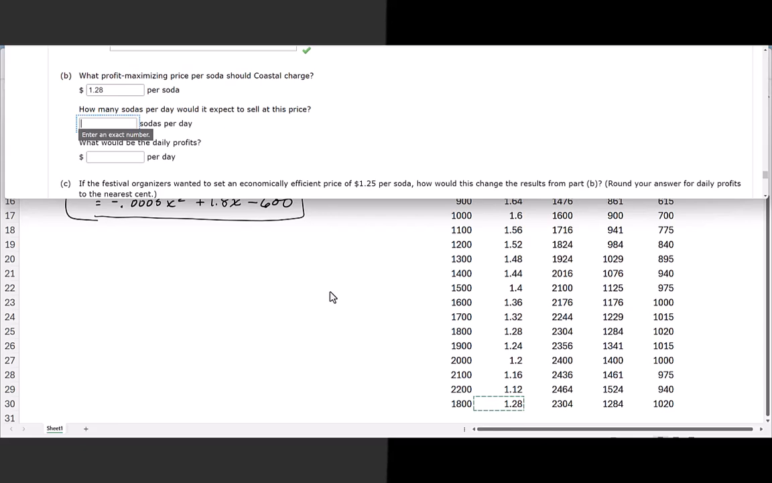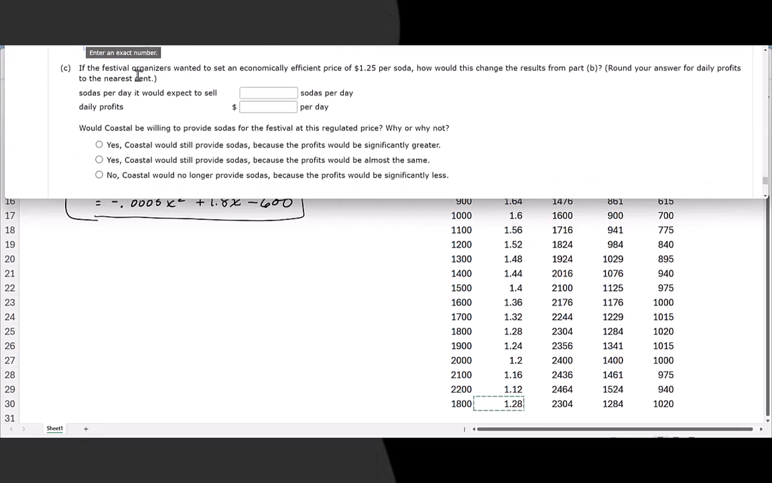How many sodas would we expect to sell at that price? That's 1,800, the number of units. And what would be the daily profits? $1,020. Okay, now the festival organizers want to set an economically efficient price of $1.25 per soda. So now there's a constraint. How would that change everything?